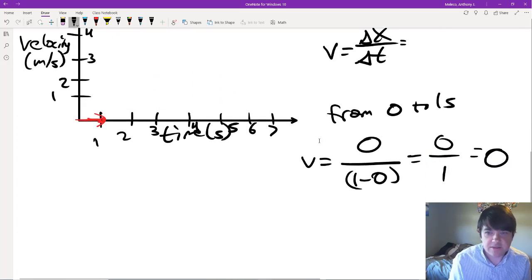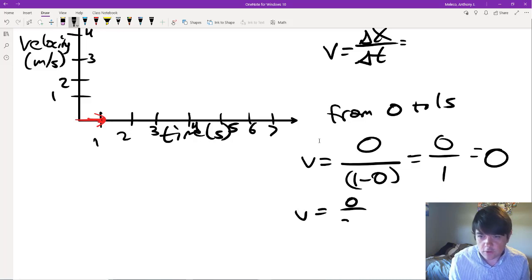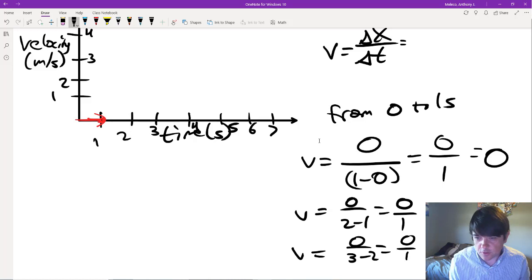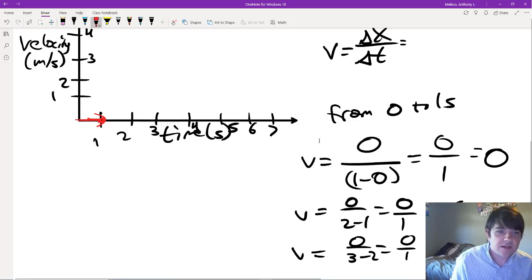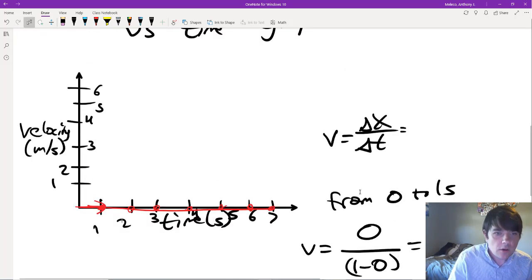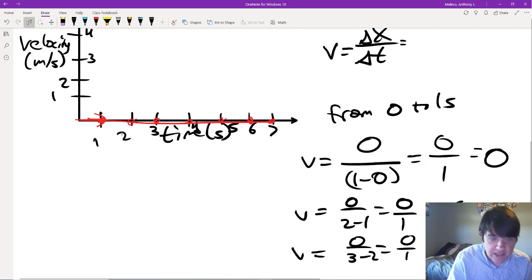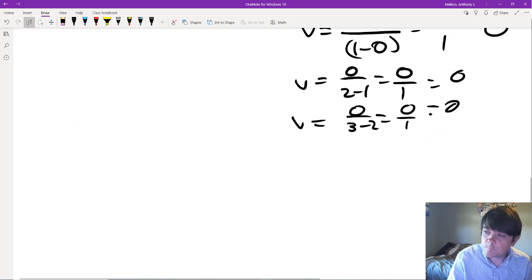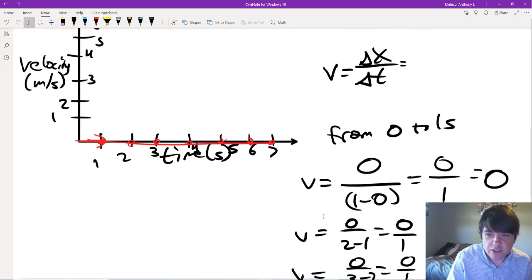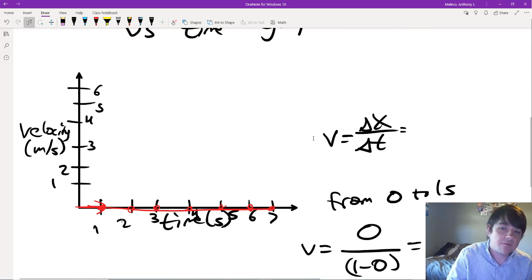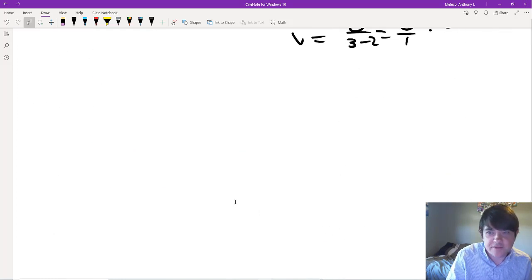Because our position isn't changing for the rest of it, we can similarly do the math from second to second. So v equals 0 over 2 minus 1, which is 0 over 1. 0 over 3 minus 2, that's 0 over 1. These are all going to be 0. So our velocity for that time will be 0. This shows us that from a position versus time graph, you can get the velocity versus time graph. Because position's not changing, and the change in position over change in time is how we get velocity, we just end up with a graph of 0.